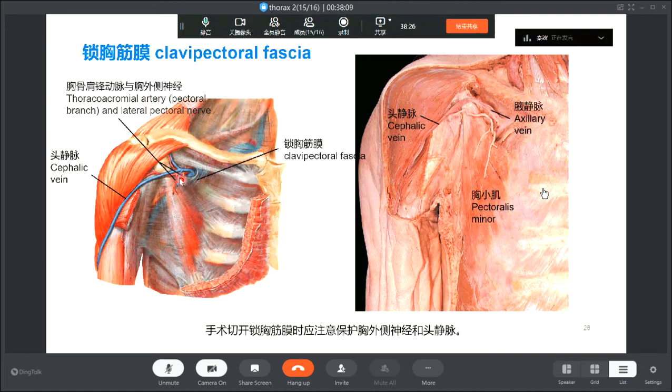Okay, and then there is also the nerve. We can see this is the nerve, and its name is the lateral pectoral nerve. Through this hole, the pectoral vein gets out to supply nutrition to this area of muscle.